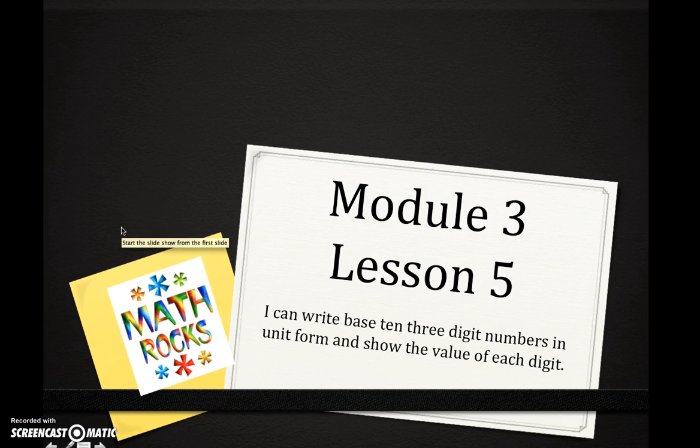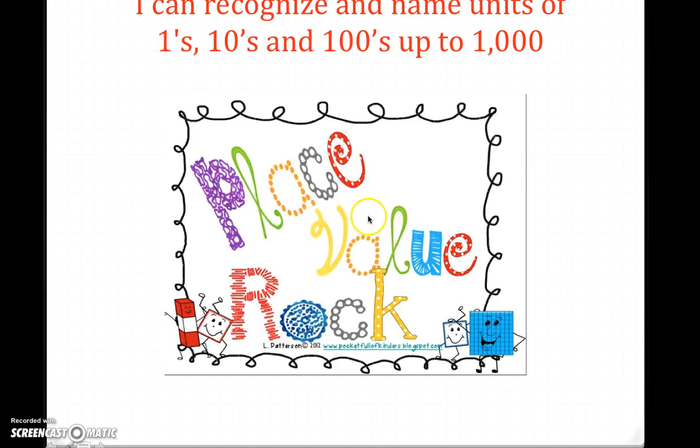Okay, so today we're going to be doing Module 3, Lesson 5. We have been working a lot with our place value charts, and today we're going to learn a new form. This form is called unit form. Before we do, we're going to go over some pictures and the names of our ones, tens, and hundreds all the way up to the number 1000.